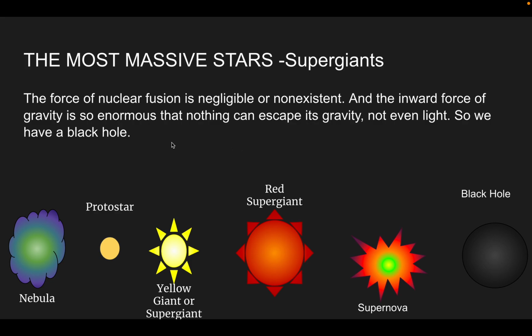The life cycle for supergiants, or the most massive stars, is from a nebula to a protostar. A nebula isn't really a star, and it isn't really a stage, but I like to include it because this is the only space where these are possible. So in a nebula, a protostar forms, and then it will develop into a yellow supergiant, then into a red supergiant, then a supernova, and then finally a black hole.